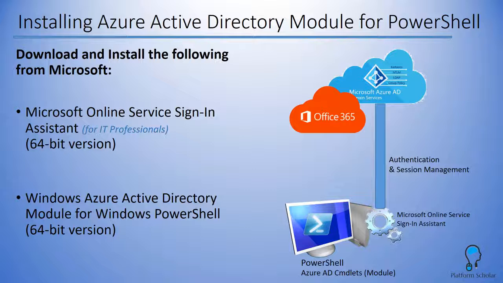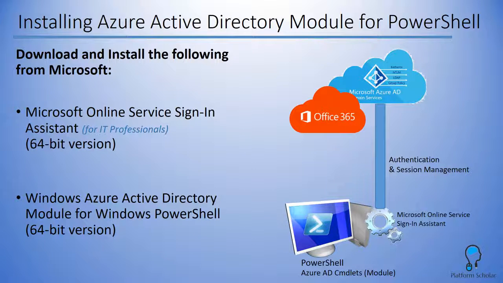So in order to connect to Office 365 via PowerShell, you must download and install two components. The first is the Microsoft Online Services Sign-In Assistant. This is installed as a service, so you can check to see if this is already installed by running services.msc, but make sure it's the 64-bit version. This component will facilitate the authentication and session management between your PowerShell session and Microsoft Azure Active Directory.